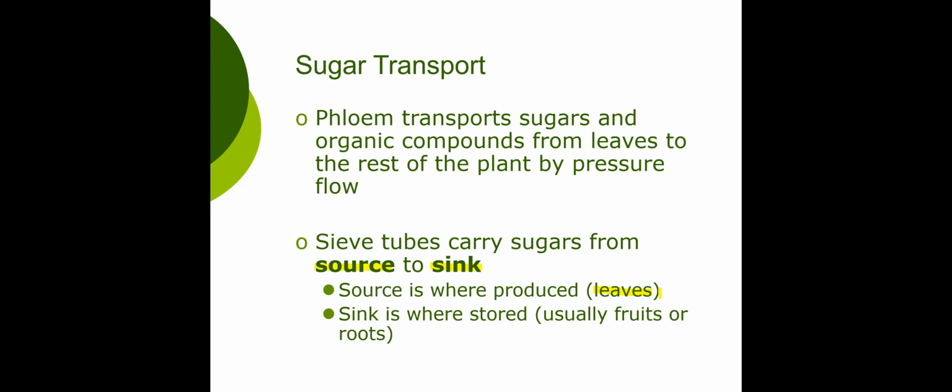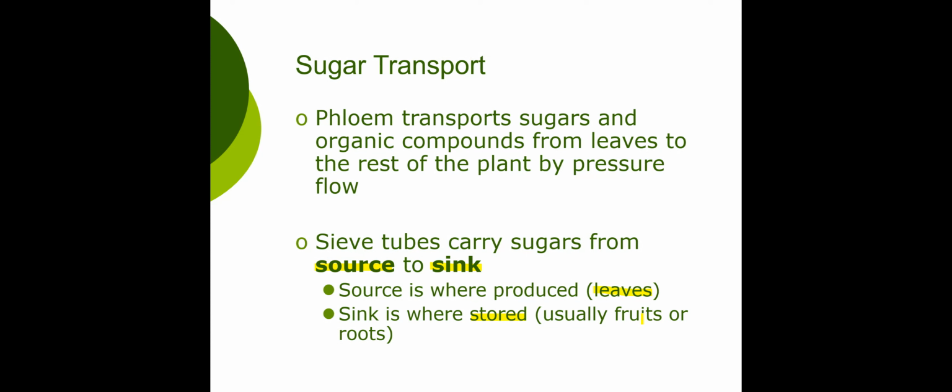Those are your main photosynthetic centers. And then the sink is where they're stored. Now that's going to vary depending on the plant. Okay, sometimes they could be stored in a fruit, sometimes they could be stored in a root, sometimes they could be stored in a modified stem like a potato or a tuber. It could be stored in a bulb, which is also kind of a modified leaf. And so it really just depends on the type of plant that you have.